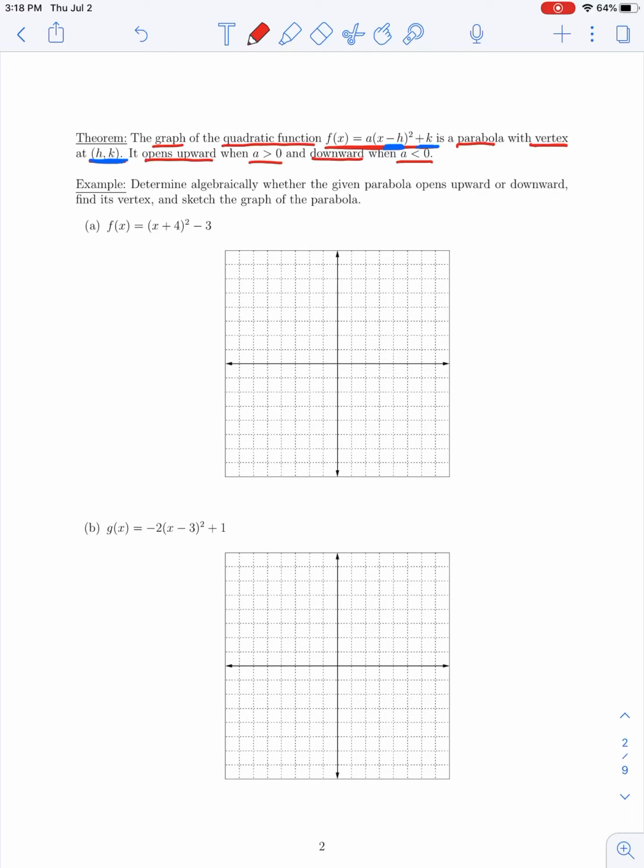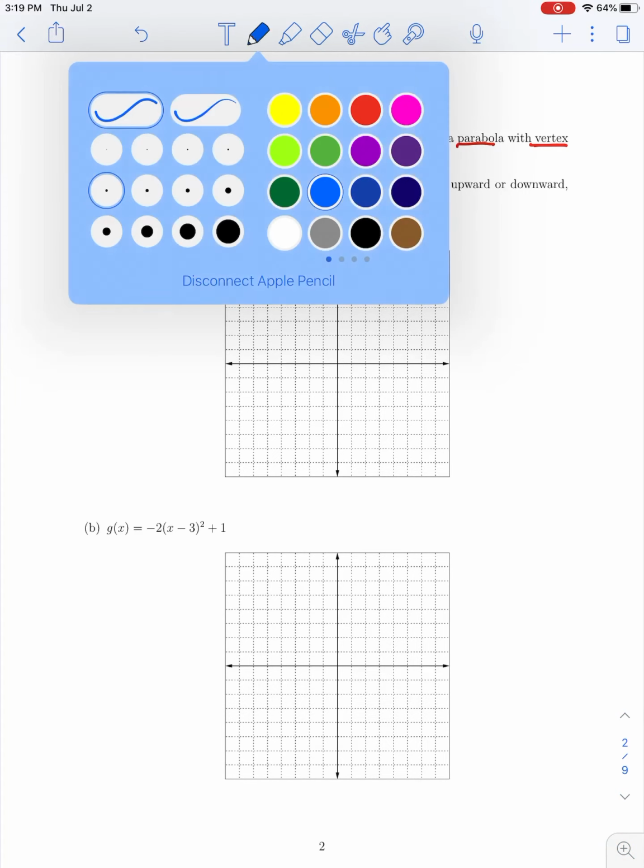So in this next example, we are asked to determine algebraically whether the given parabola opens upward or downward, find its vertex, and then sketch the graph of this parabola. So in part A, we have our function f of x is x plus 4 quantity squared minus 3. And we see that this is already written in the standard form for the equation of a parabola. So we can read off our vertex directly here. Our vertex would be the point (h, k), where h is the value that I was subtracting from x inside of the parentheses.